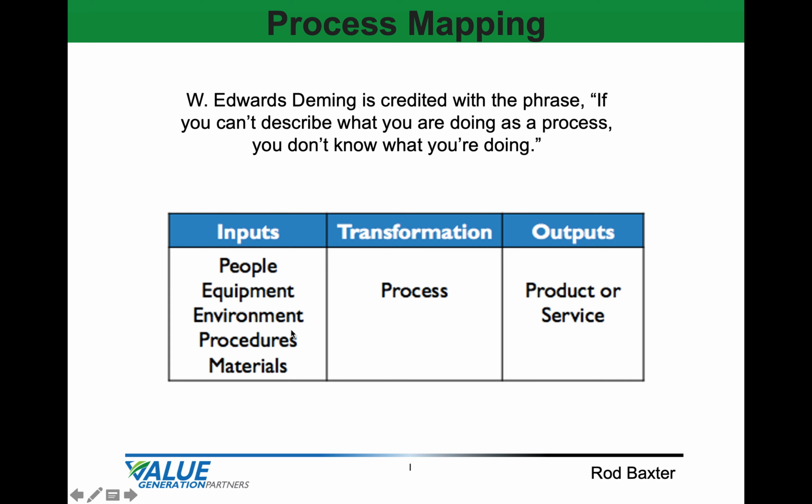We have process inputs: people, equipment, environment, procedures, and material. We have the transformation that takes place. Those are the process steps. And then we have the outputs of the product or the service. So back to the inputs. Inputs are the variables that contribute to or influence the process steps.